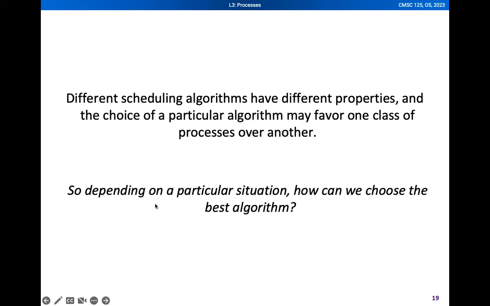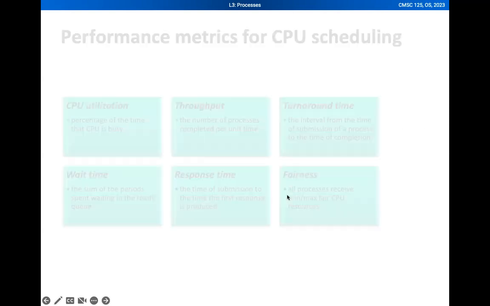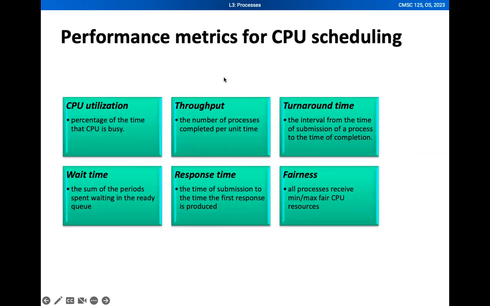Now, depending on a particular situation or a particular process, how can we ensure that we have selected the best algorithm? There are a lot of criteria or metrics that have been suggested for comparing CPU scheduling algorithms. These include the CPU utilization, the throughput, the turnaround time, the waiting time, the response time, and lastly, the fairness. So let us discuss this one by one.